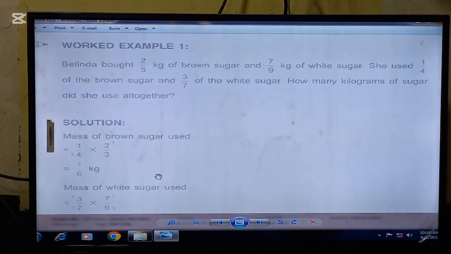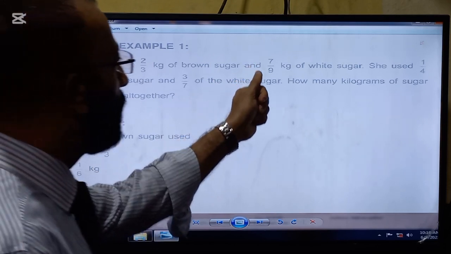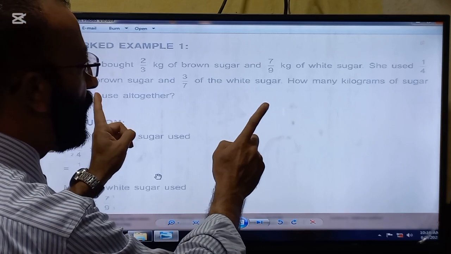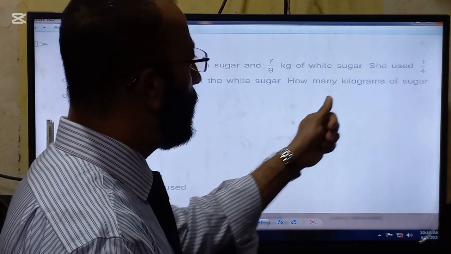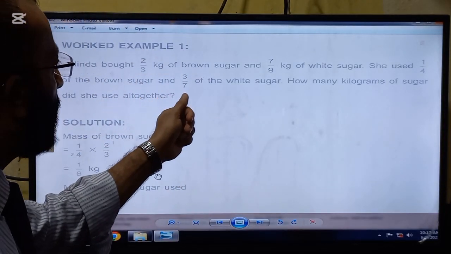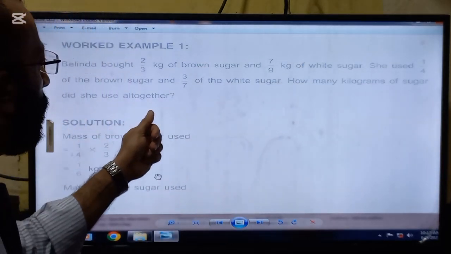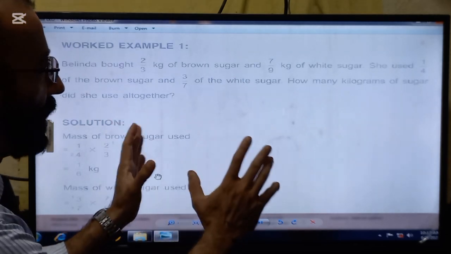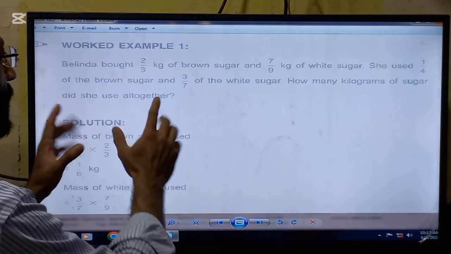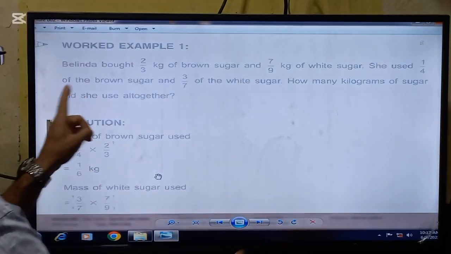Here is another example. Belinda bought 2 by 3 kg of brown sugar and 7 by 9 kg of white sugar. So she is actually purchasing two different types of sugar, brown and white. Okay, the further statement is she used 1 by 4 of the brown sugar and 3 by 7 of the white sugar. How many kilograms of sugar did she use altogether? So it is clear from the question. First, we will find the brown sugar that is used, and then we will find the white sugar that is used. So look here, 1 by 4 of the brown sugar.